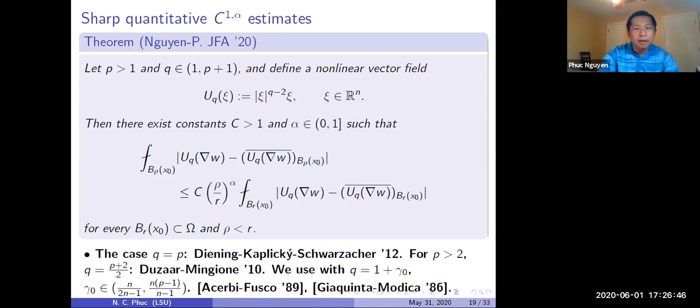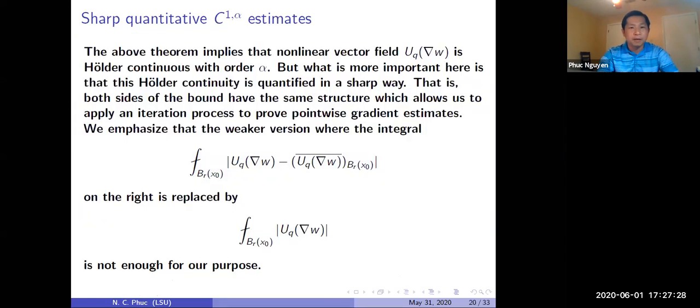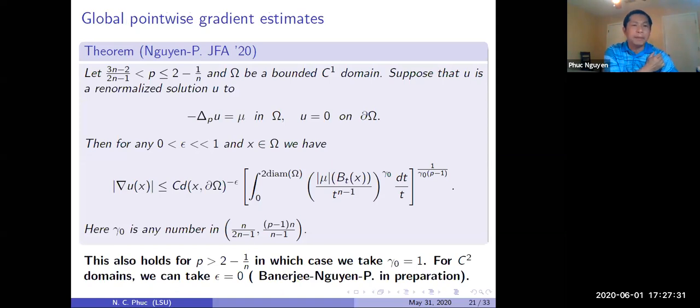Now, let me tell you why this estimate is good for us. Of course, you have some gain here; this is the way to say that this is C^{1,alpha}. But the point is that the left-hand side and the right-hand side here have the same structure. They are symmetric. So it allows you to iterate in your argument when you try to get the pointwise bound. If you remove the average here, you cannot iterate your argument and you cannot really get what you want. So that is for the pointwise estimate, the local one.